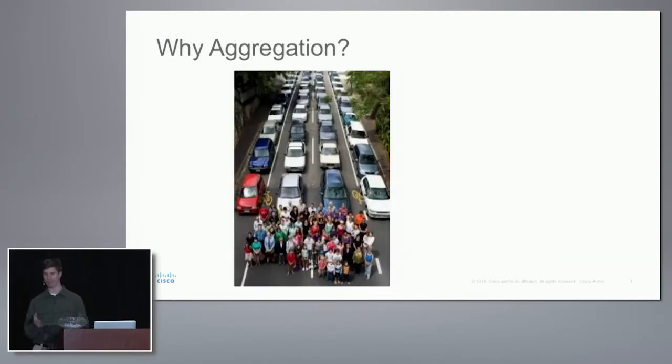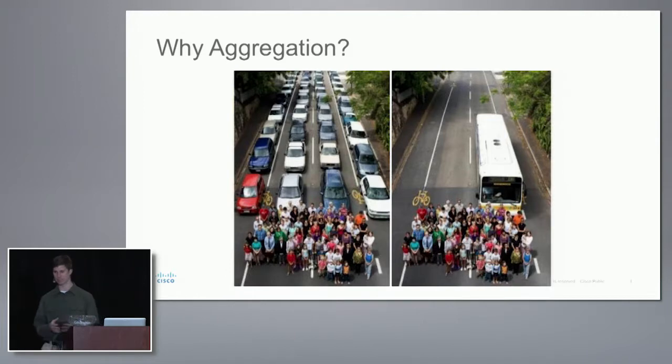So why aggregate? Imagine that you're on your commute to work and you're in your car, everyone's in their car, and so there's a lot of traffic. Things aren't really moving so well. If you were to put all those people into a bus, that's much more efficient. You've removed the overhead. And that's basically what aggregation does. It removes a lot of the overhead and makes Wi-Fi a whole lot more efficient.